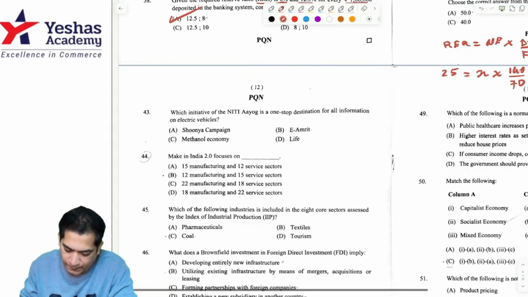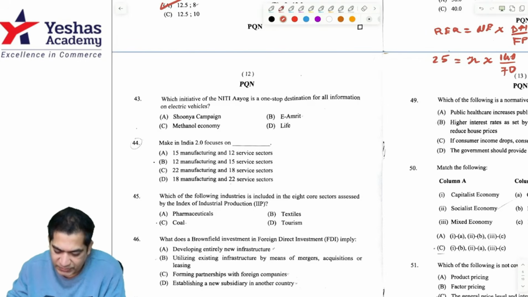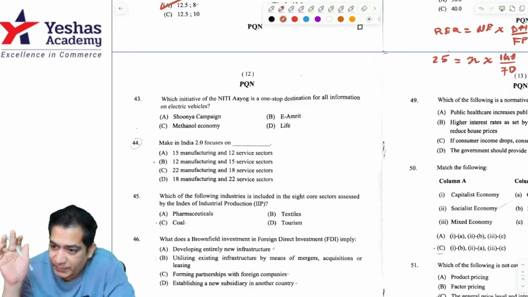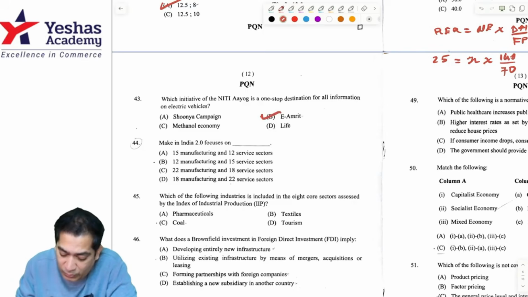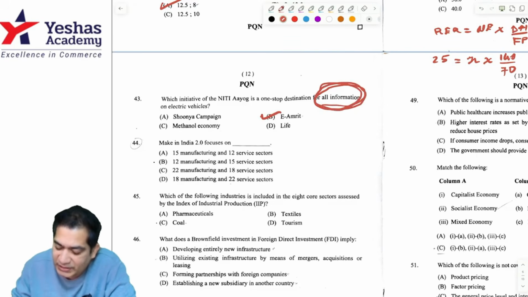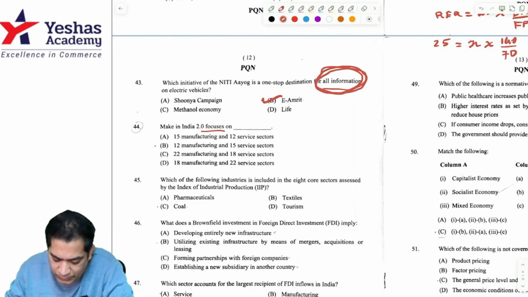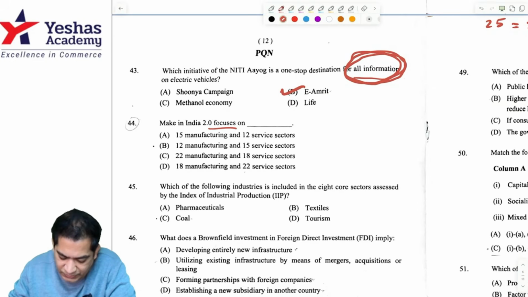Now next one. Which initiative of Niti Aayog is a one-stop destination for all information related to electric vehicles? Now you see both Sunya and e-Amrit will create confusion, but it is e-Amrit because it's talking about all information related to electric vehicles. Right? Make in India 2.0 focuses on 12 manufacturing and 15 services sectors. This is the correct answer.